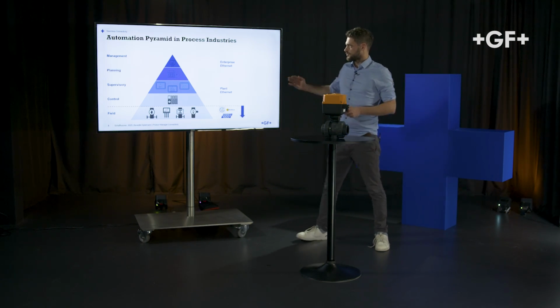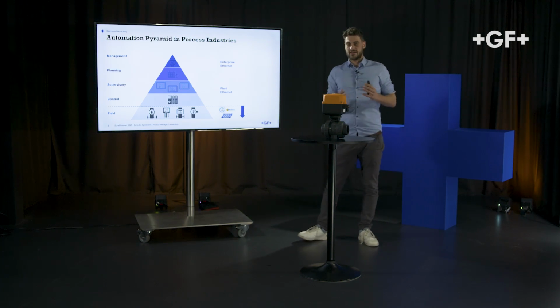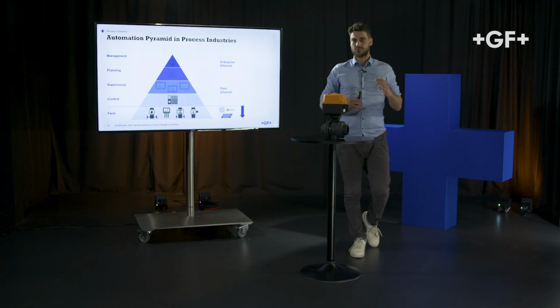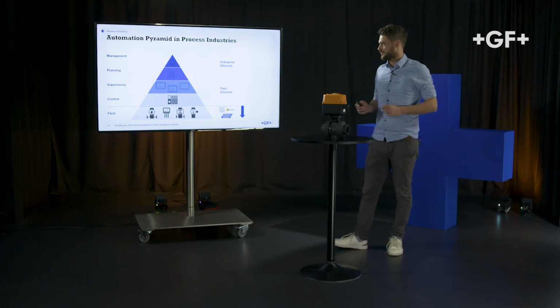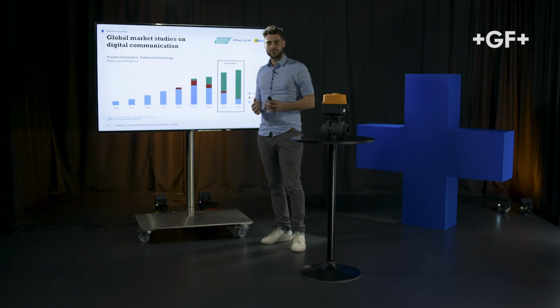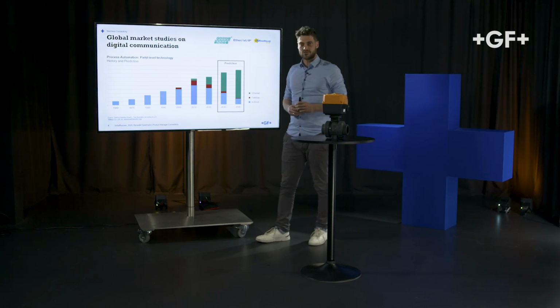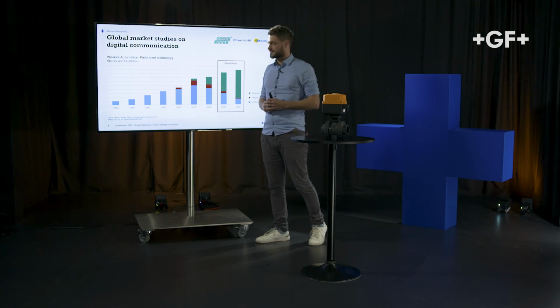The goal is to bring Ethernet technology down to the field level. By this, we can achieve a seamless data access across all the different levels of the automation pyramid. Industrial Ethernet is a well-established technology already in the factory automation, and it comes more and more also to the process automation world, so to water treatment plants, for example.